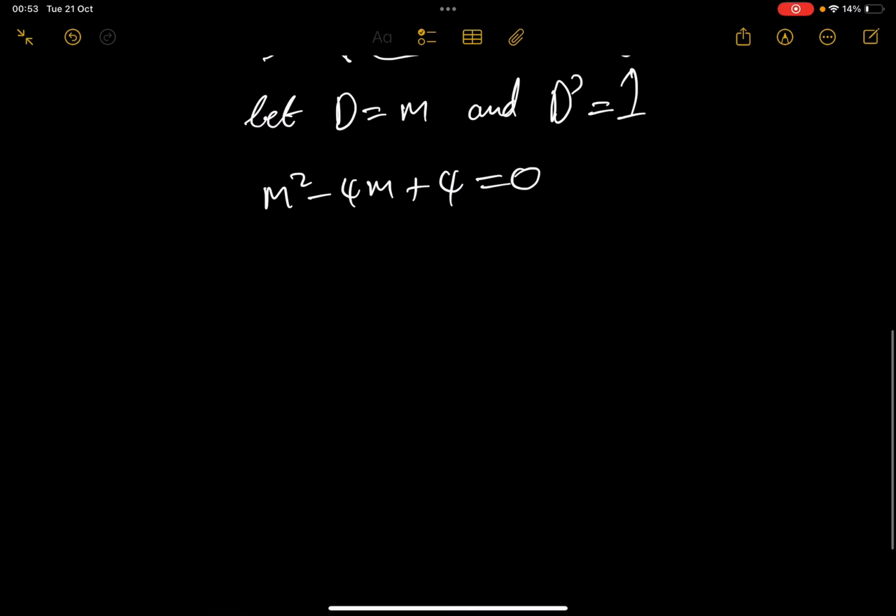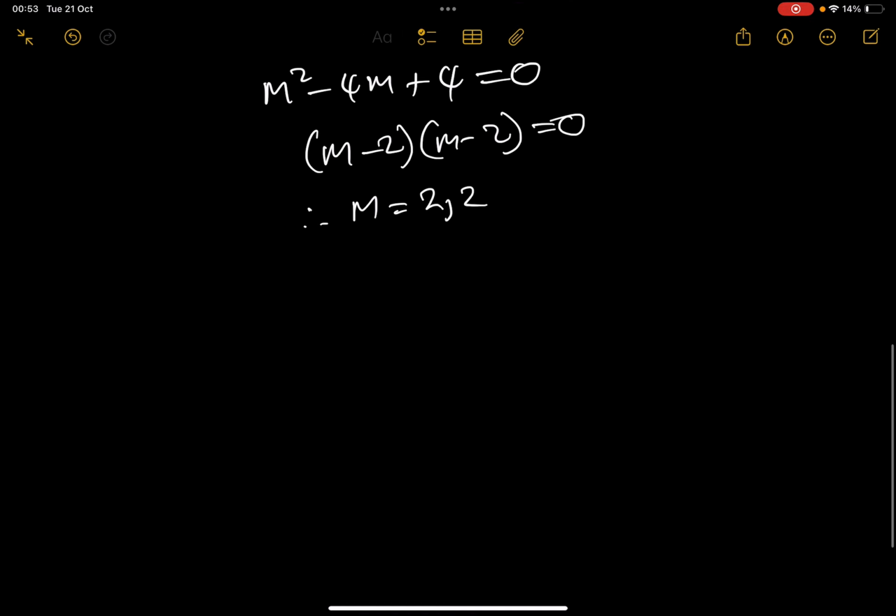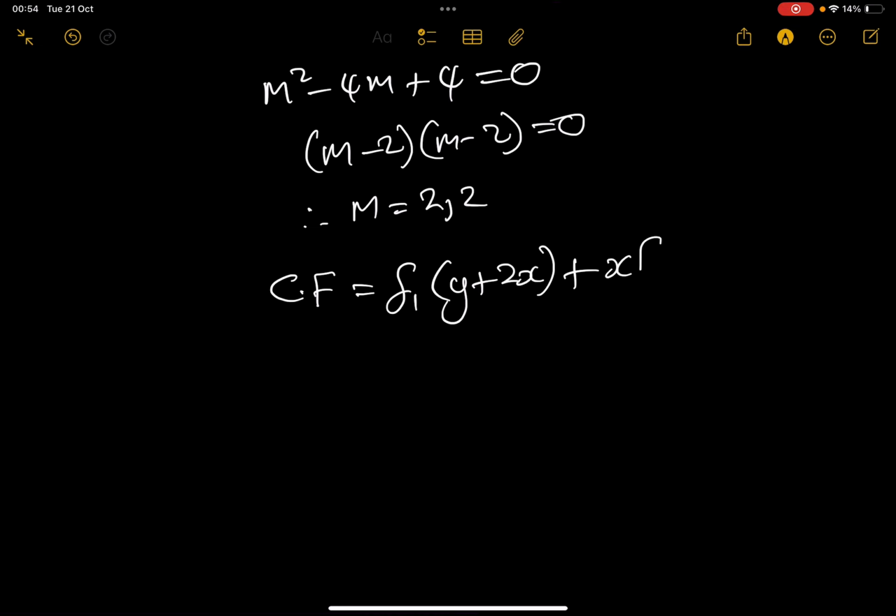From here, we can see (m minus 2) squared if you work this out. Therefore, m is equal to 2. The roots are the same. So now your complementary function will be f1 of (y plus 2x) plus, since the roots are repeated, we add x f2 of (y plus 2x).